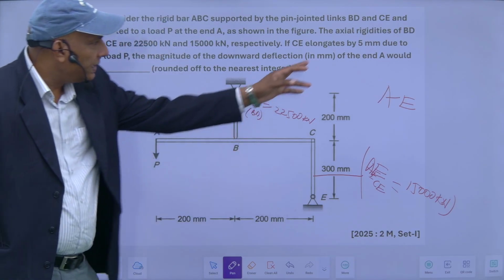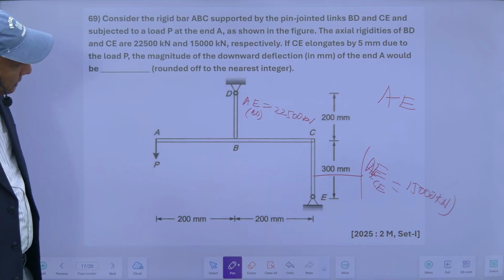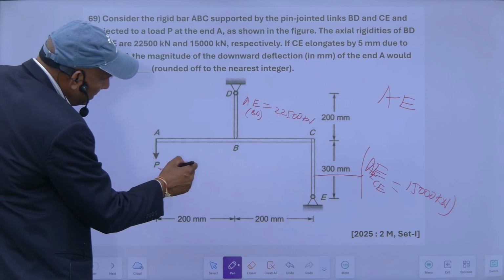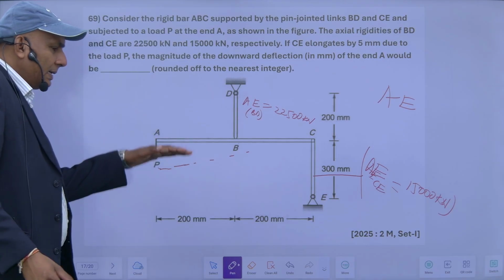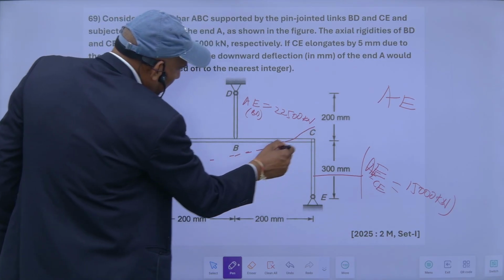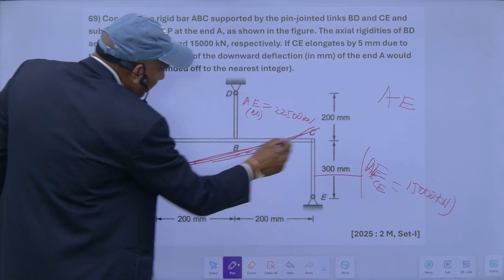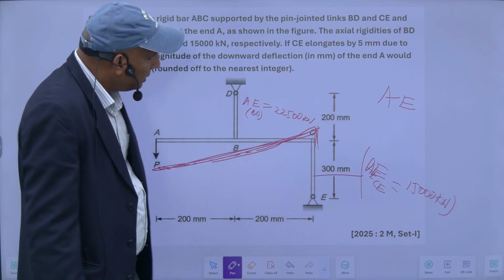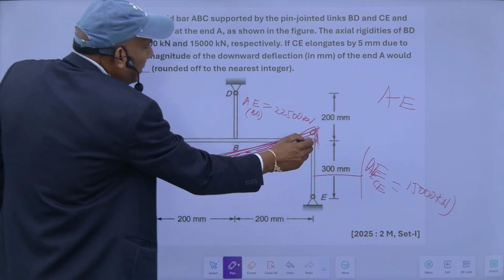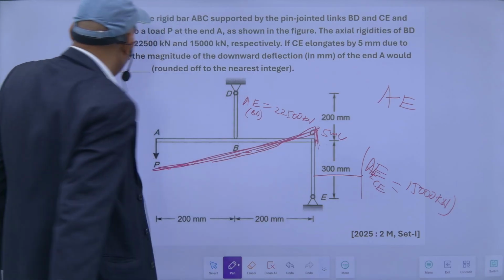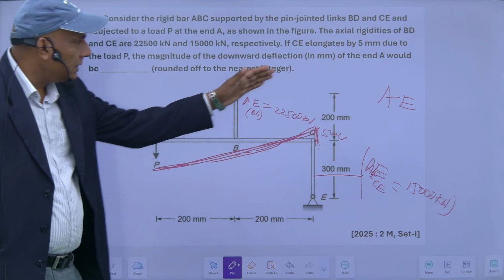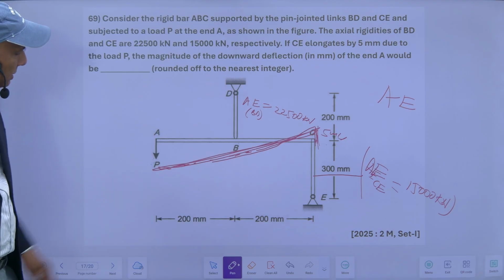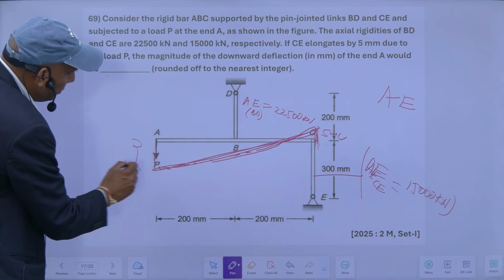If CE elongates by 5 mm, what will happen? When you apply a load, there will be deflection like this, and this will behave like a cantilever. So obviously there is some deflection here. So there will be tensile force in this CE portion. The deflection in this case is 5 mm here due to the load P. The magnitude of the downward deflection in mm at the end A would be how much? This I have to find out.